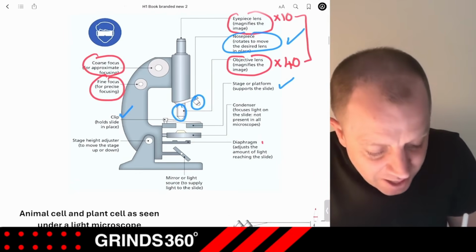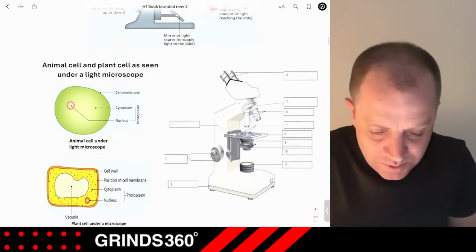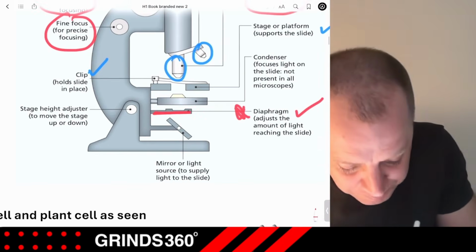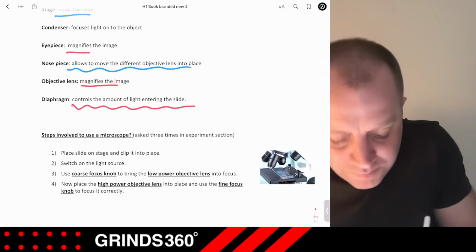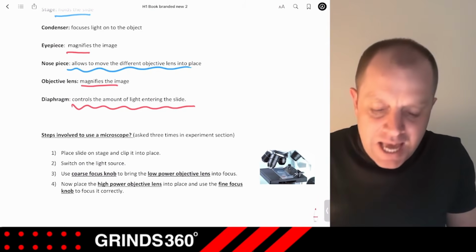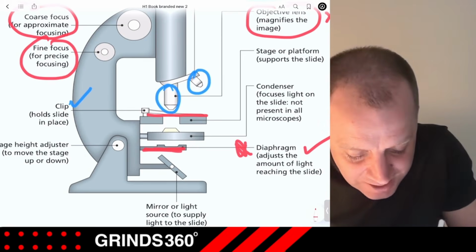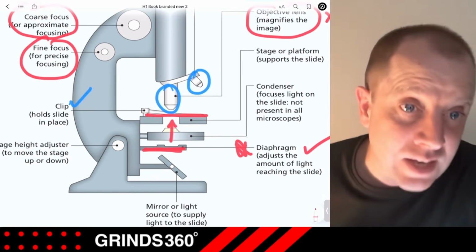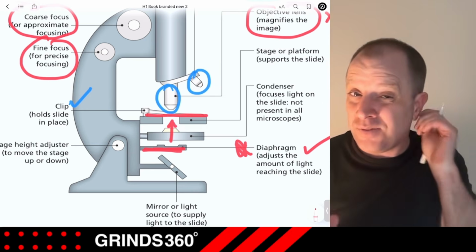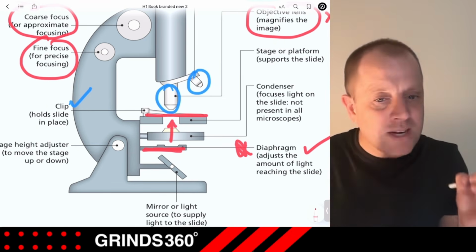Now, there's only 2 more parts left. And the diaphragm is a really important one. So the diaphragm, look, you see where the diaphragm is? The diaphragm is this part here. Okay, now what does the diaphragm do? It controls the amount of light entering the slide. Imagine there's the slide there, okay? You don't want too much light passing up through or too little light, because then it's not going to make the slide and what's on the slide visible. So you want the right amount of light.